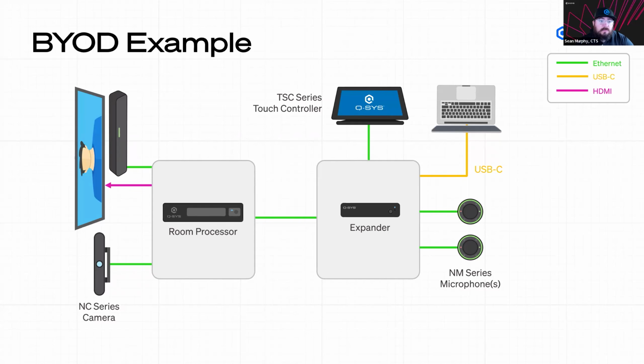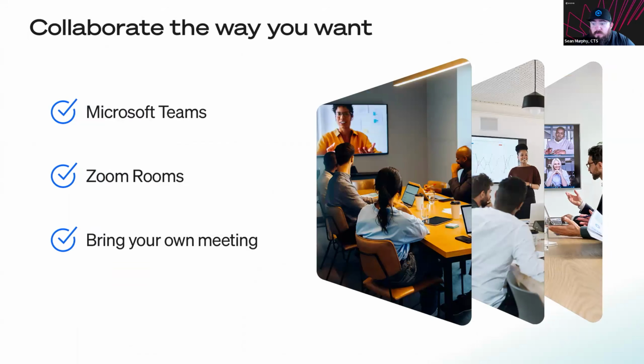So having it be able to be standard Cat 6 is a lot simpler. And then the expander is actually supporting our touchscreen controller, our two microphones, and the USB-C connection for our laptop, all at the table. Now, BYOD is great, but we do also have the ability to work with Microsoft Teams and Zoom Rooms, and we'll get into how that works in a little bit.